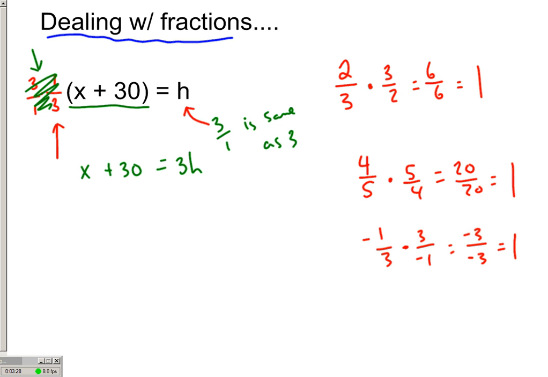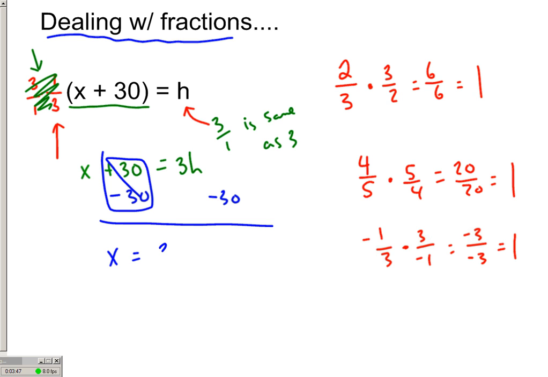3h. And then we're free of the fraction, and then you can either solve for h or you can solve for x. In this case, let's just go ahead and solve for the x. Minus 30, minus 30. X equals, because this will cancel out, 3h minus 30. And if you want the x all by itself, you're done.